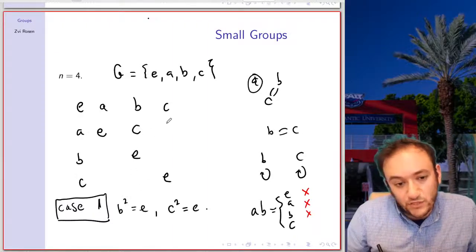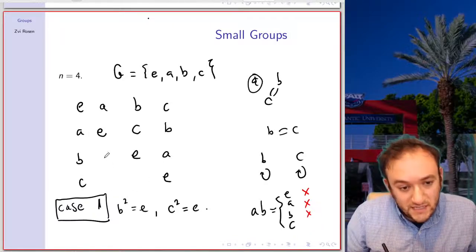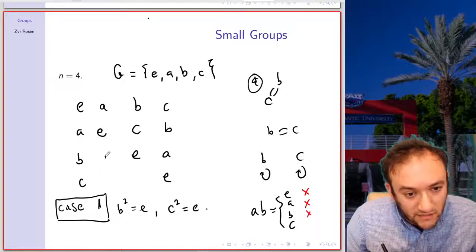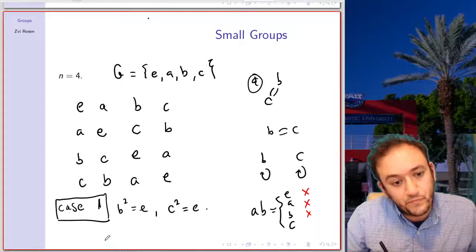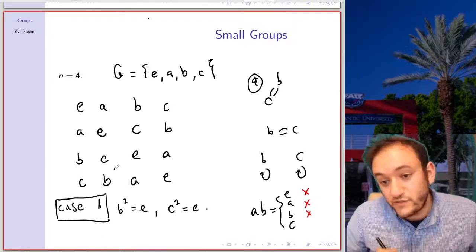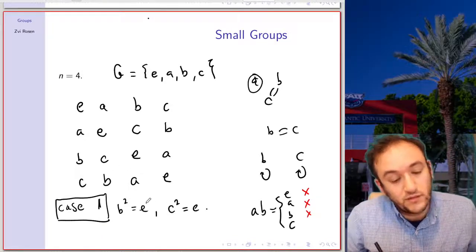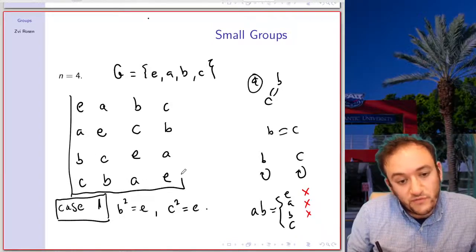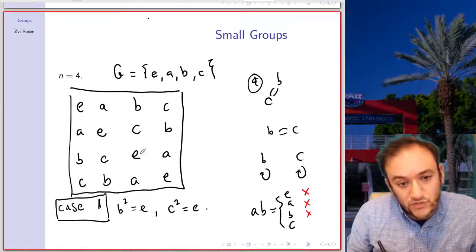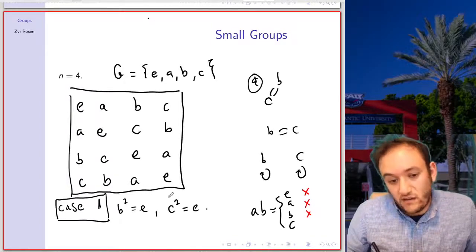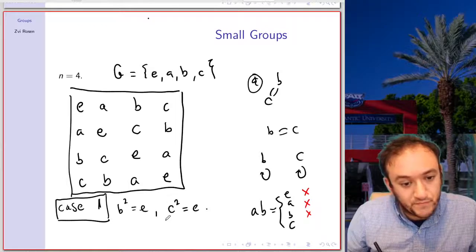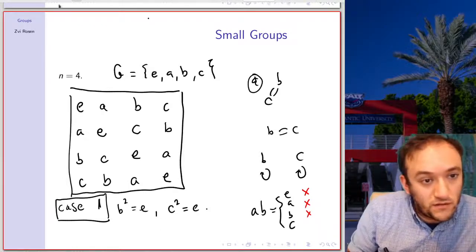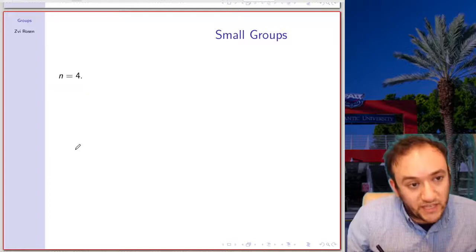The same reasoning will lead you to believe that this is B, and this is A, and this is C, B, and A, again by the same reasoning. And so what that tells us, first of all, is that this is an abelian group, and this is the one group of size 4 if you assume that A, B, and C are their own inverses. Okay, so that's case 1. Let's consider the next possible case.